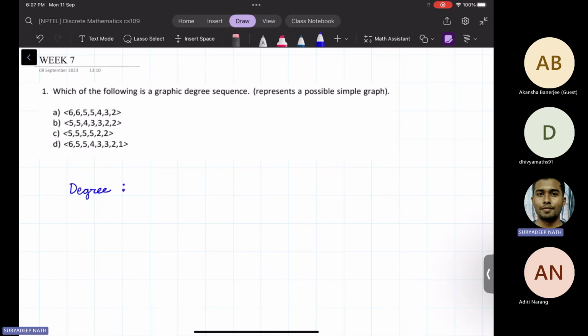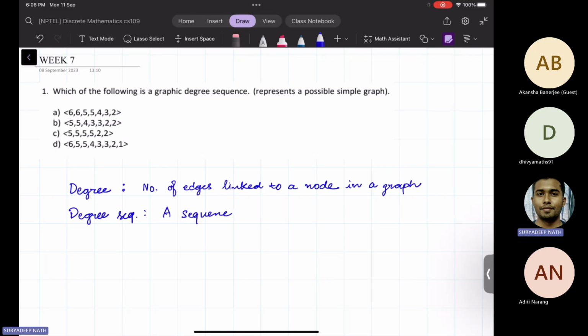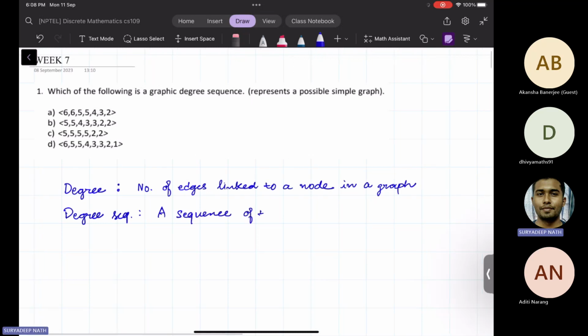So degree is basically the number of edges linked to a node in a graph. A degree sequence is nothing but a sequence of the degrees of nodes in a graph.